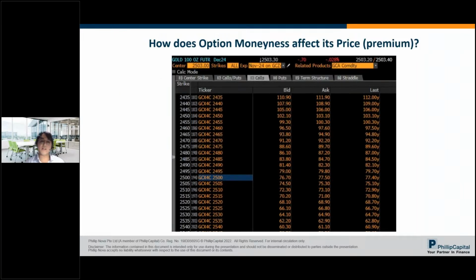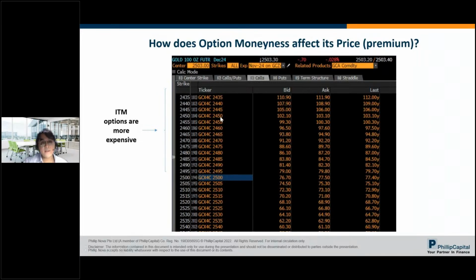So to better demonstrate this concept of option moneyness, let's take a look at the gold futures. You can see at the top over here that the current price for gold futures, at least for the December contract, is about 2,503. If you were to look at the list of all the different call options over here, based on their strike prices and the different bid ask quotes, the market premium is actually decreasing. One reason for this is because in the money options, as I've mentioned, are more expensive.